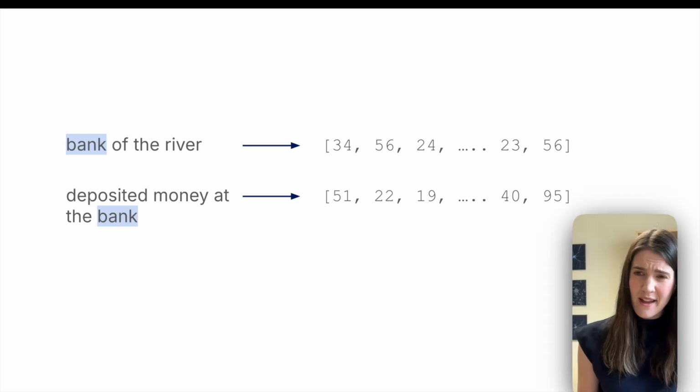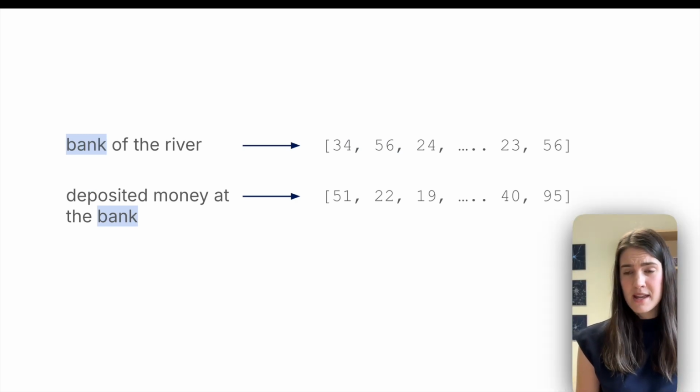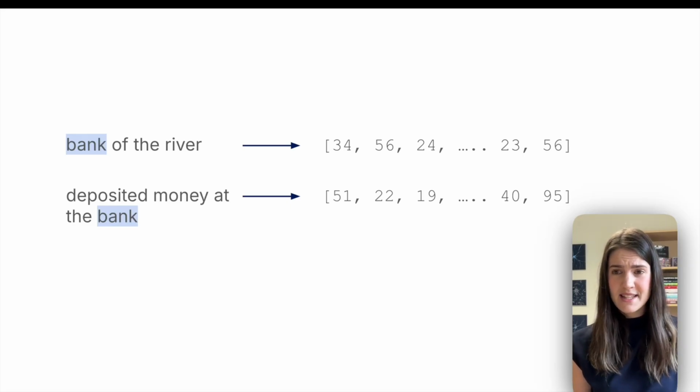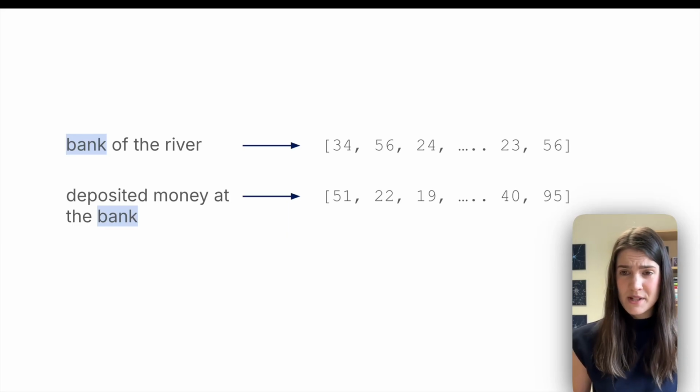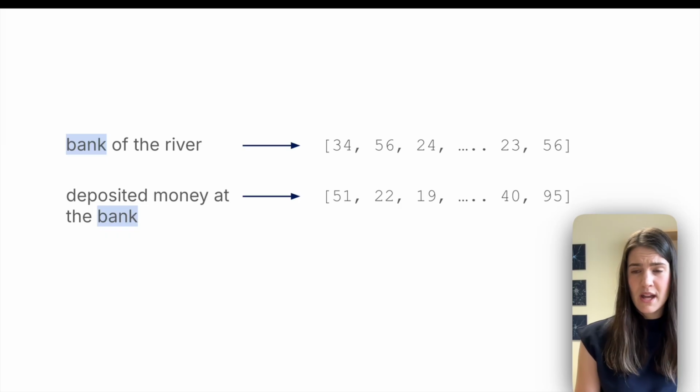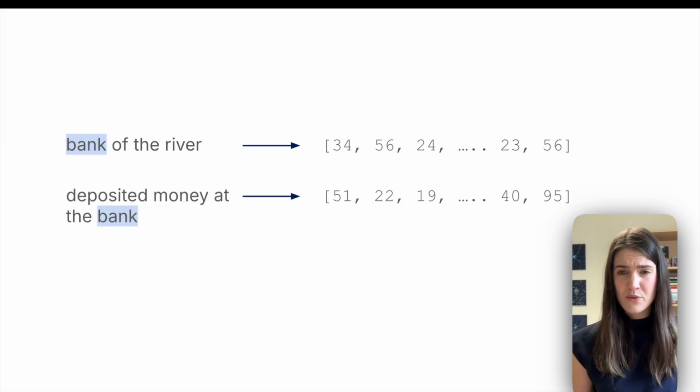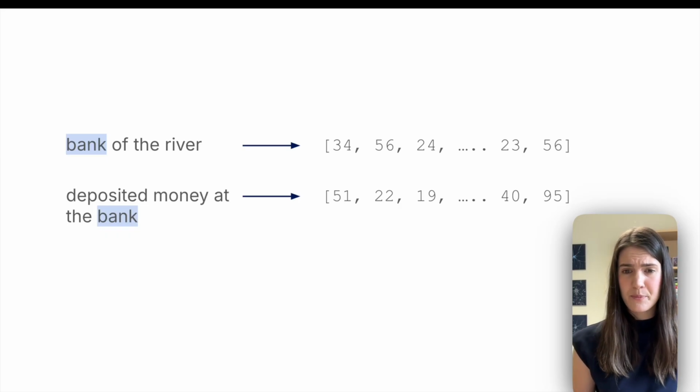There's also this little challenge, which is we have bank and bank of the river, and we have deposited money at the bank. And ideally, we want different numbers, different vectors to represent the word bank in bank of the river and deposited money at the bank. So really, we're trying to encode meaning.